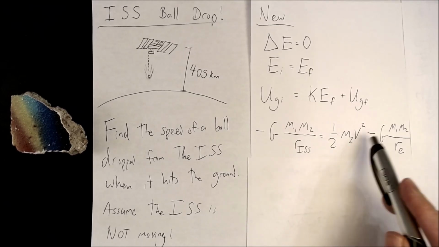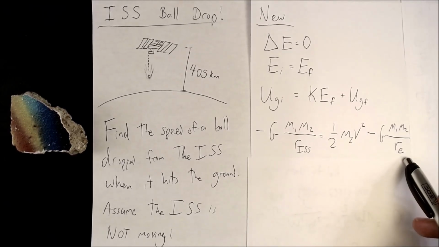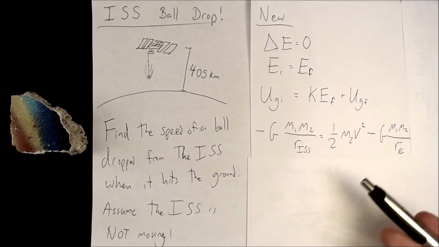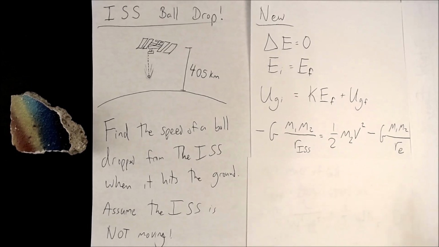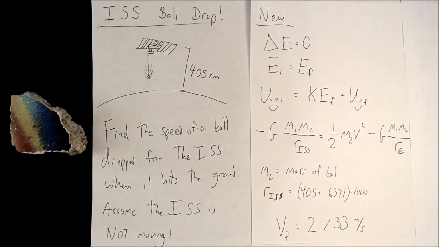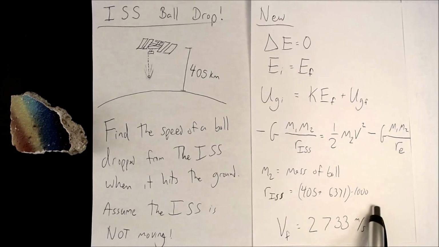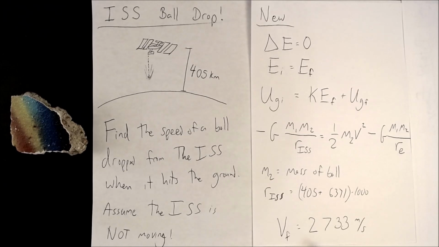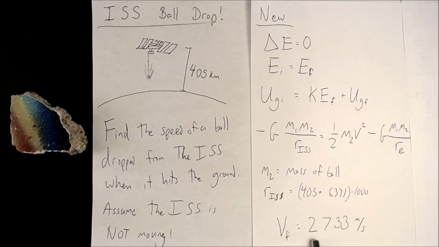Okay, equals 1/2 m2 v squared and so on. rE, that's the radius of the Earth, and that's just 6,371 kilometers. Convert that to meters, 6,371,000 meters. Well, rather than boring you with calculating all this out, I just calculated it myself. Final velocity of the ball when it hits the surface of the Earth should be 2.7 kilometers per second, 2,733 meters per second. That's quite fast. That's very fast. That's neat.